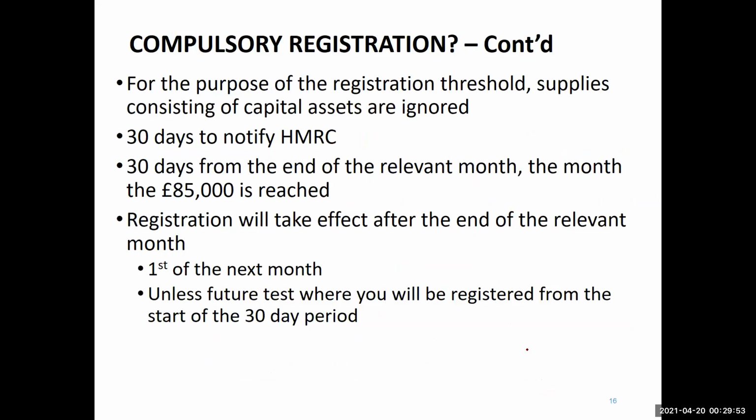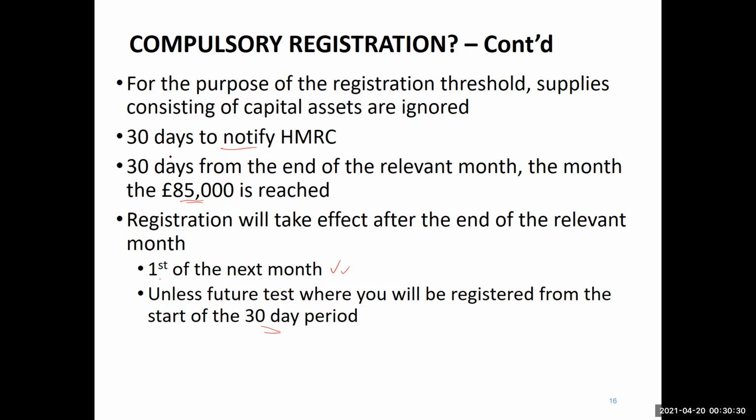Now, let's continue with the compulsory. Like I mentioned, for the purposes of registration, supplies of capital assets may be ignored. Now, you have 30 days to notify HMRC in both scenarios, 30 days from the end of the relevant month, the month that the 85 is reached. Now, registration would take effect at the end of the relevant month. We are saying the 1st of the next month, like I mentioned, for historical, unless it is the future test, where you will be registered from the start of the 30 days.